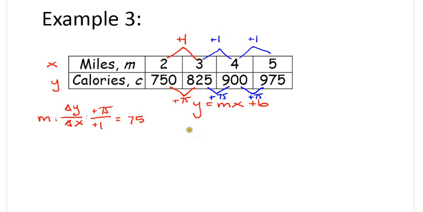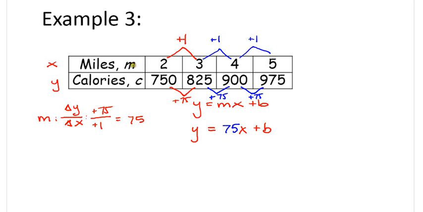I'm going to rewrite this equation with the slope that I just found. y is equal to 75x plus b. Now, I'm looking for the shortcut that I found in the last 2 tables, where the independent variable was equal to 0 and the dependent variable was equal to something. But if I look at the table, I don't have that. I don't have the independent variable equaling 0. It only goes down to 2.